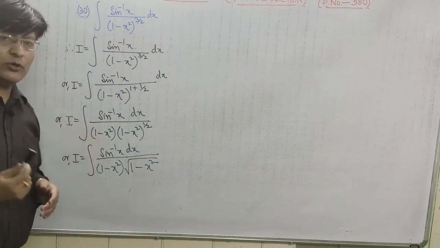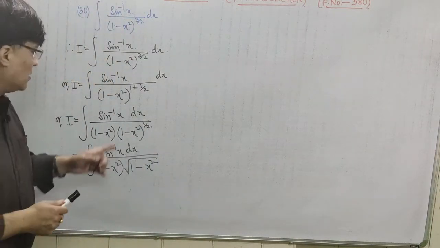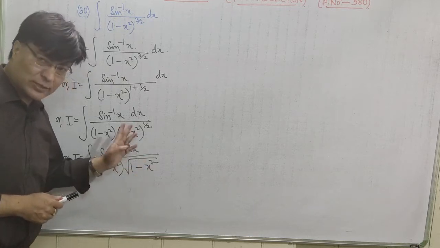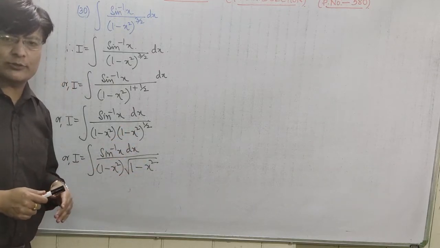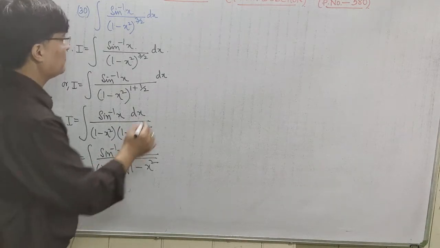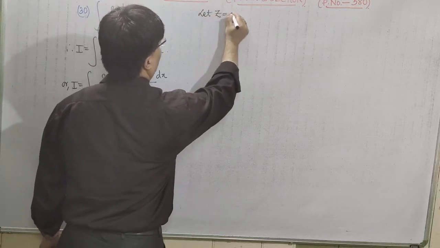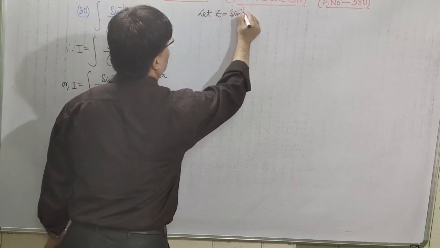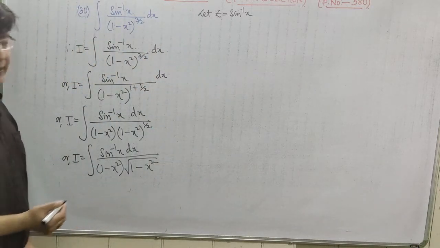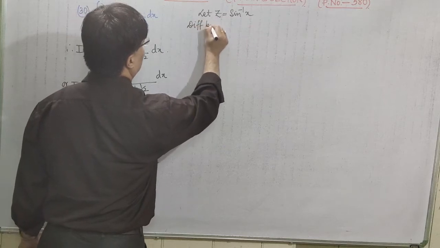So now how can you evaluate this integration? You know that the differentiation of sine inverse x is 1 upon root over 1 minus x square. So let us assume z is equal to sine inverse x. So let z is equal to sine inverse x. Now let us differentiate it, so differentiating both the sides.